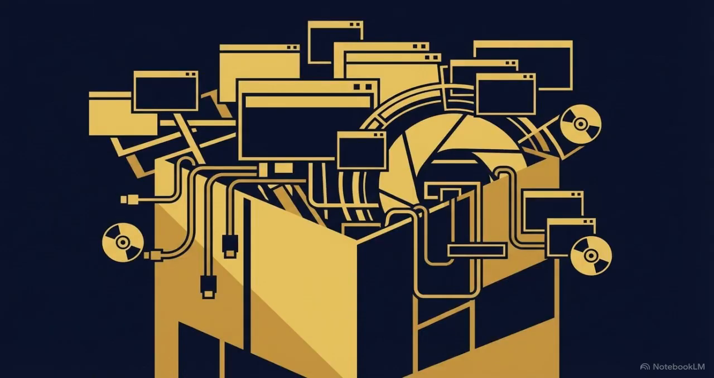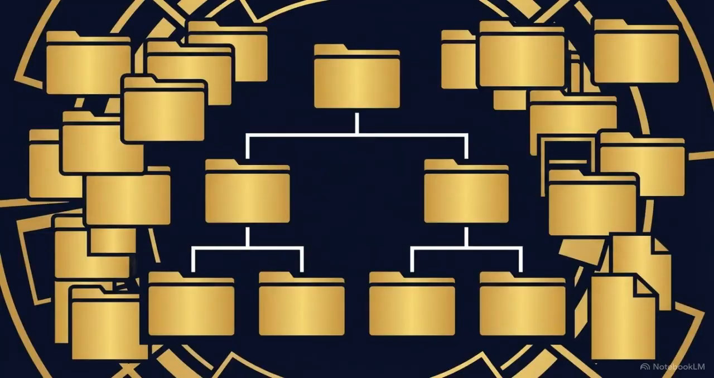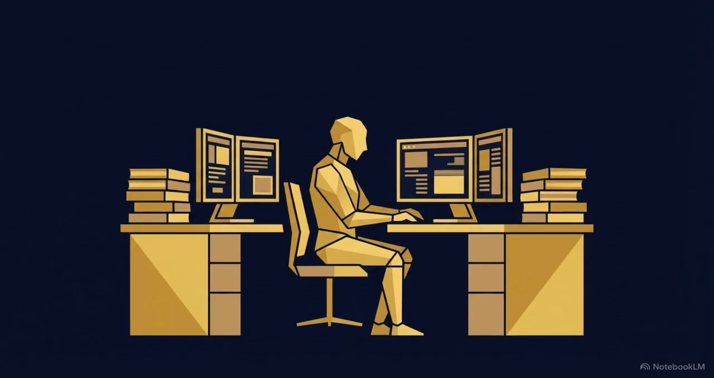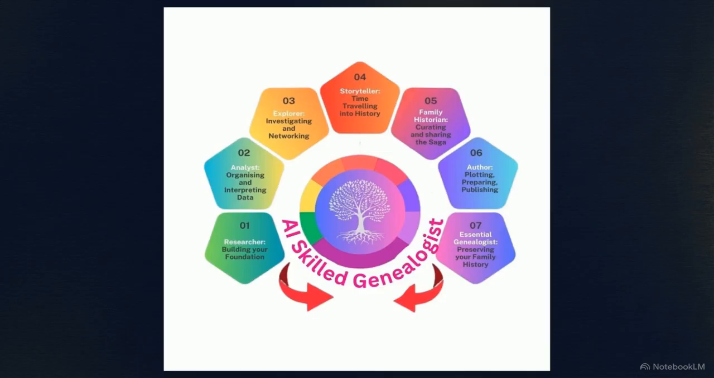To accurately preserve history, we have to stop acting like simple data collectors and start building a structured digital architecture. The ultimate goal of this structural shift is to evolve your process, giving you the workflows needed to become an AI-skilled genealogist. This framework shows the specific architectural blueprint needed to cure digital chaos, the Essential Genealogy 2.0 framework, which maps out 7 stages surrounding a central family tree motif.